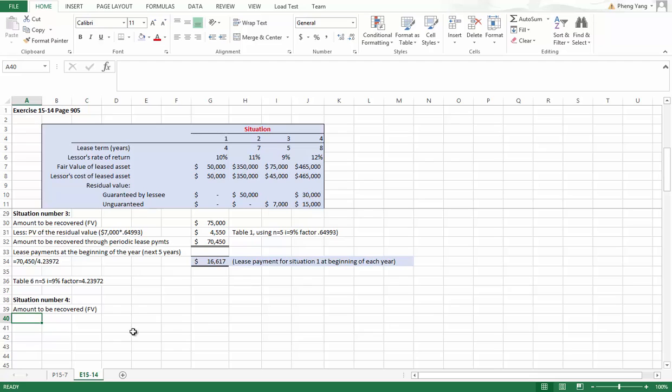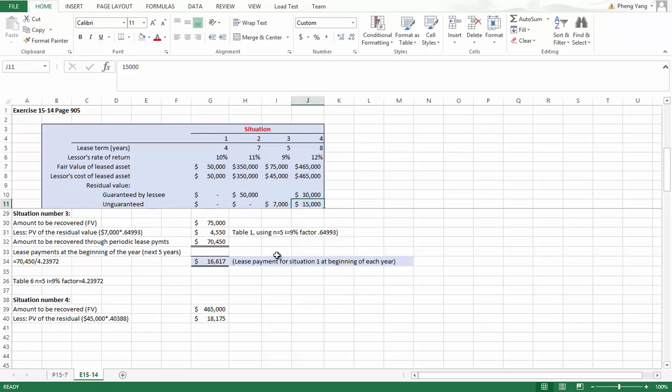All right, the amount to be recovered, the fair value, is going to be 465,000 even. We're going to subtract the present value of the residual, which is the 45,000 times our factor of 0.40388, and I got that 45,000 from the guarantee by the lessee. The lessee's making sure that it's going to be at least $30,000 worth when they bring back the equipment, and it's unguaranteed for that 15,000.